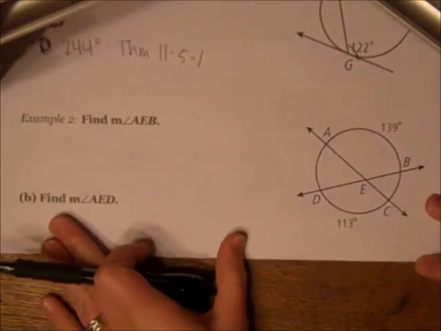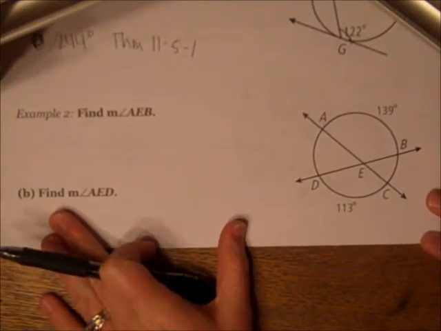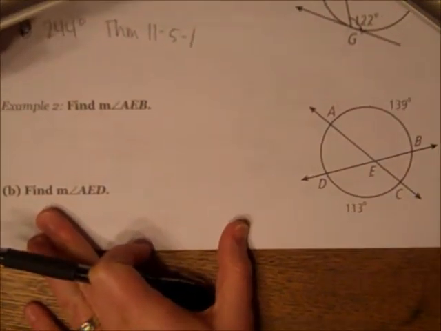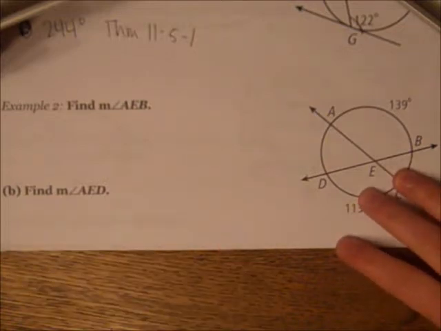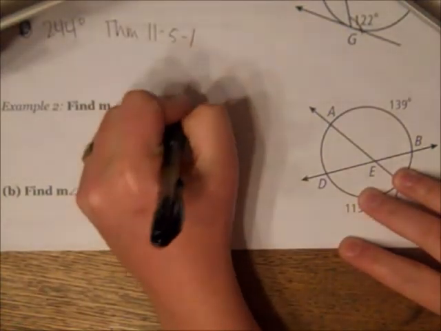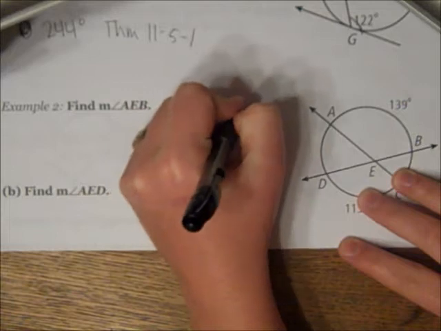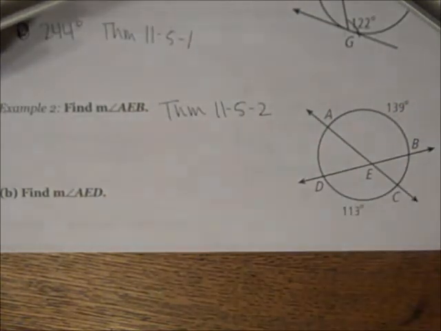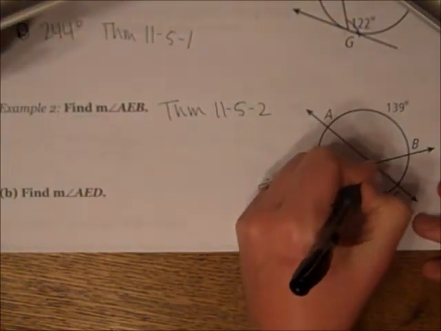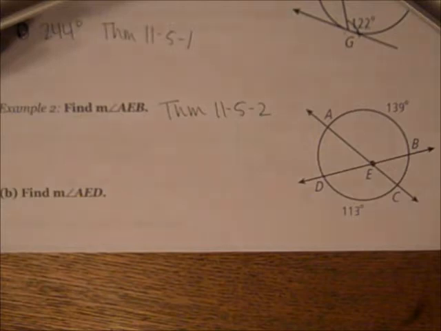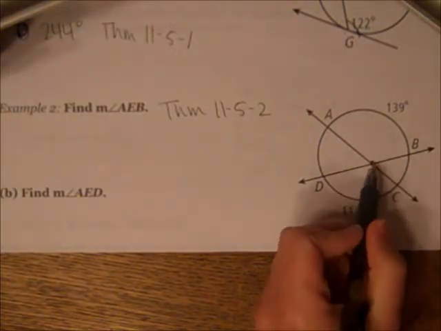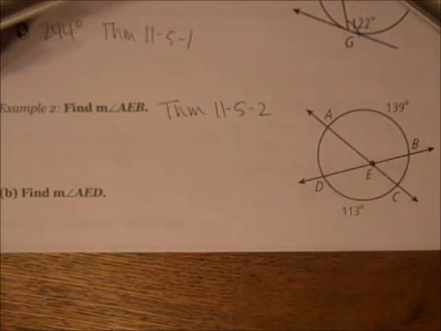Example 2. Both of these right here start out being theorem 11.5.2. Now this is the intersection between two secants or chords, it doesn't matter which, happening inside the circle. So notice this isn't the center of the circle like a central angle, these are just meeting somewhere in the middle of the circle. Not on the circle, not in the center, just in the middle.